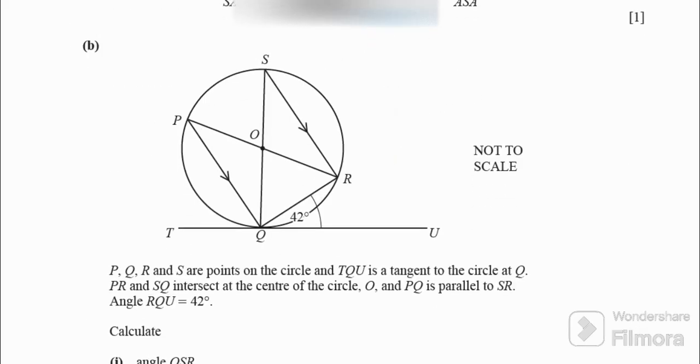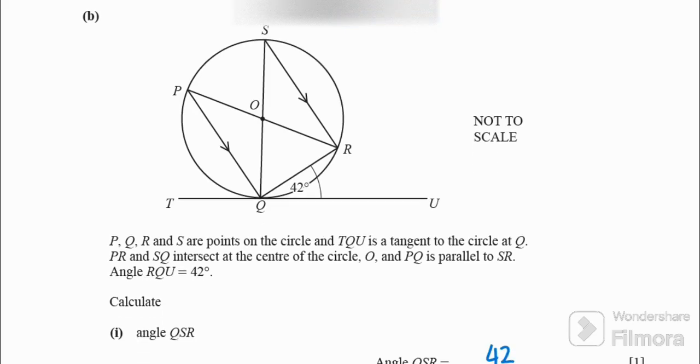Part V states P, Q, R and S are points on the circle and TQU is a tangent to the circle at Q. PR and SQ intersect at the center of the circle, O, and PQ is parallel to SR. Angle RQU is equal to 42 degrees. So we have RQU of 42 degrees. Calculate angle QSR. We have to calculate QSR.